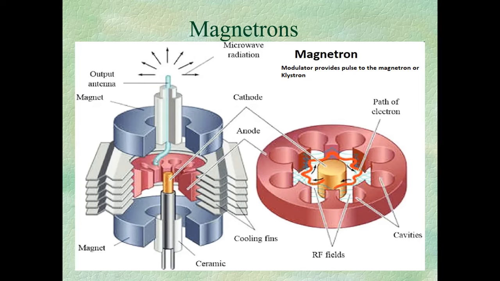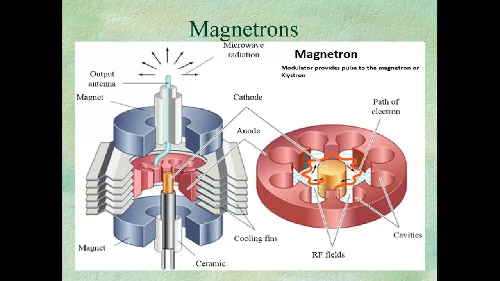And in these cavities, we have the connection to the output. So when the microwaves get collected in these cavities, with the help of these connections, they are moved to the output antenna and into the gantry, they are moved to the waveguide from here.